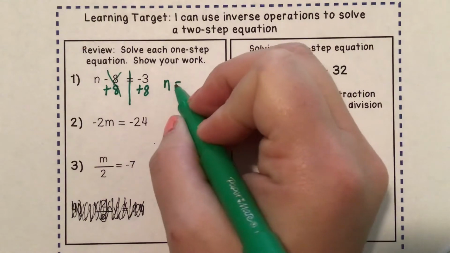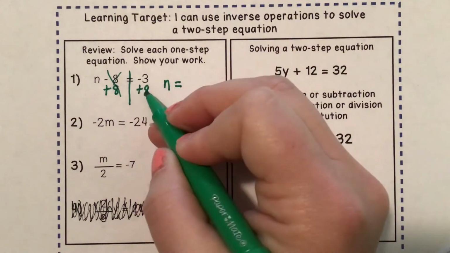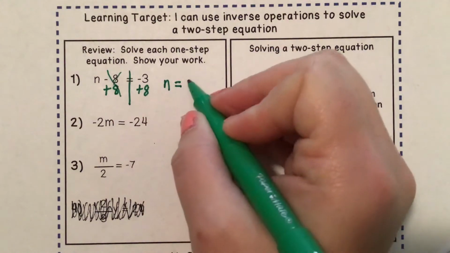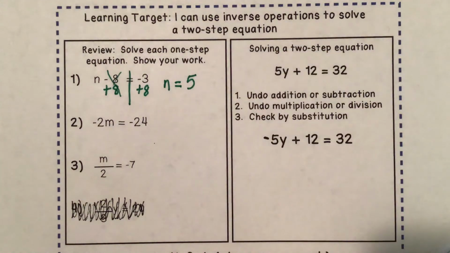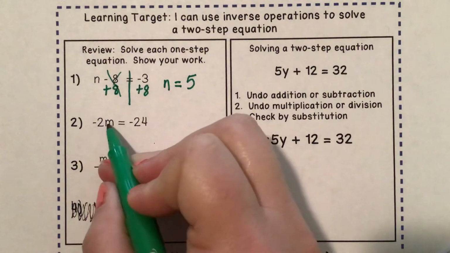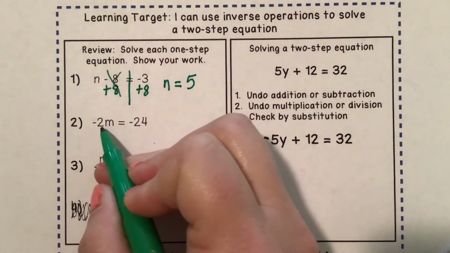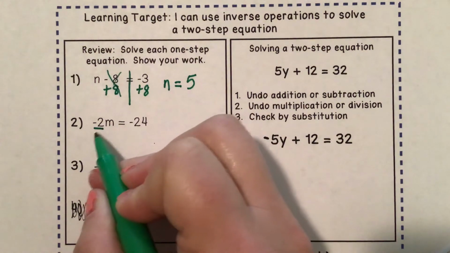That gives me n equals negative 3 plus 8. Signs are different, so I subtract, take the sign of the larger number. N equals 5 in this case. The next one, same thing, multiplication happening between these two numbers. So I'm going to do the opposite, which would be to divide.